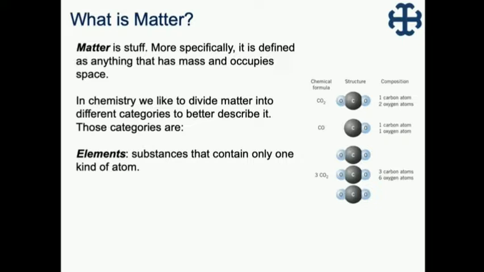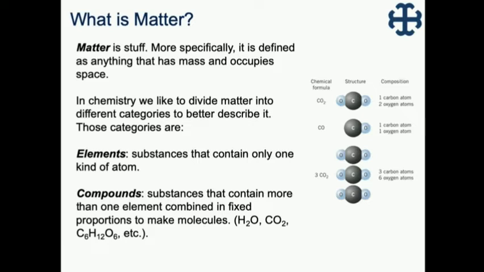One of the key ways we identify matter is as elements, and elements are the things we find on the periodic table. We define them as substances that contain only one kind of atom. So for example, in this figure on the right here, we have carbon atoms and we have oxygen atoms. Those are two different kinds of elements.